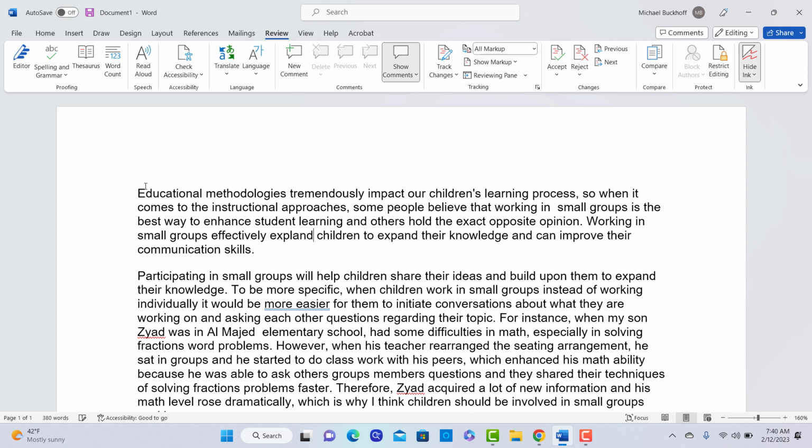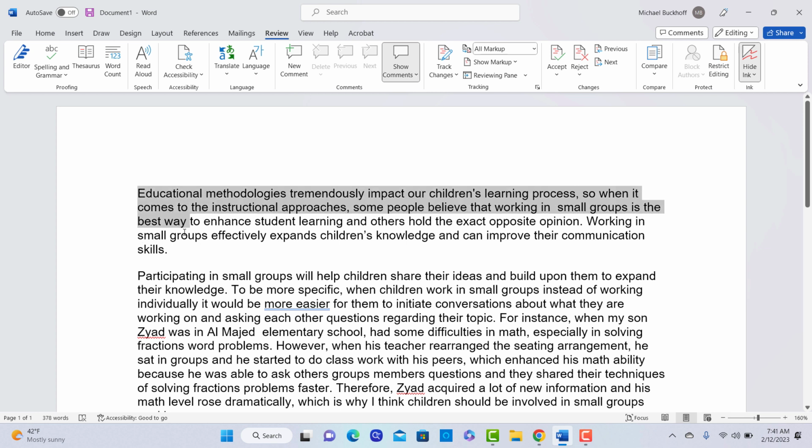How about "expands"? Working in small groups effectively expands children's knowledge and can improve their communication skills. So your thesis has two specific points here. So we can at least look at that.